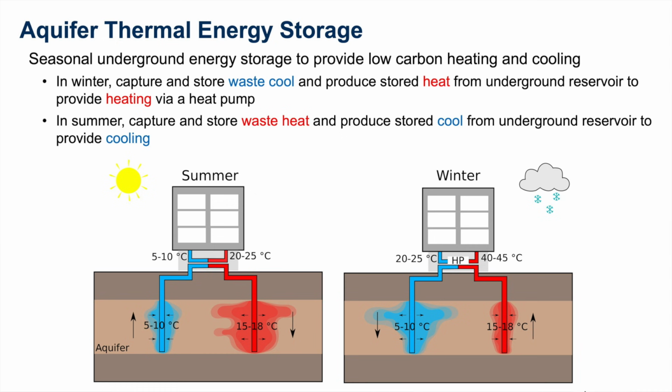And in fact, what we have is a cool well and a warm well. And the warm well is injecting in summer and producing in winter. And the cool well does the opposite. It produces in summer and injects in the winter. So we're switching the flow direction. These are bi-directional wells.